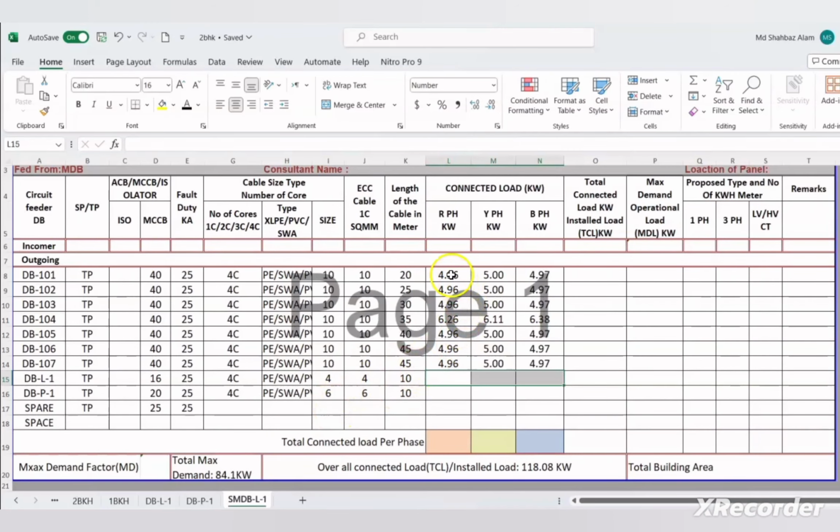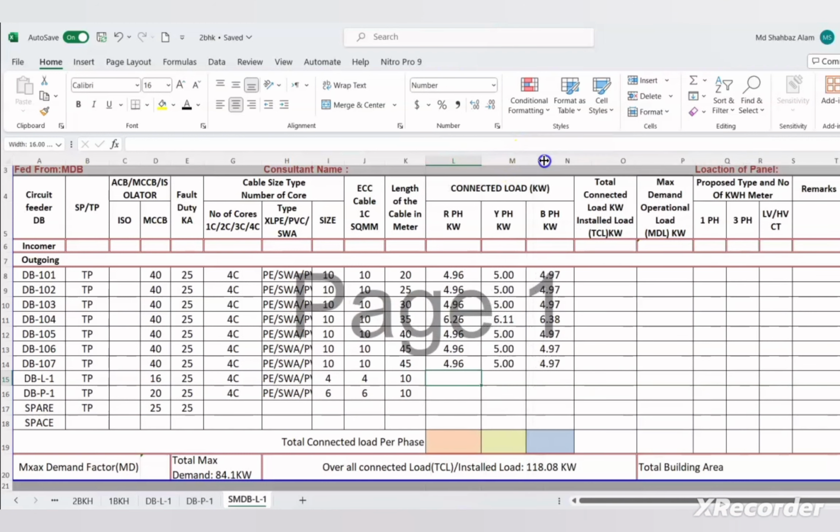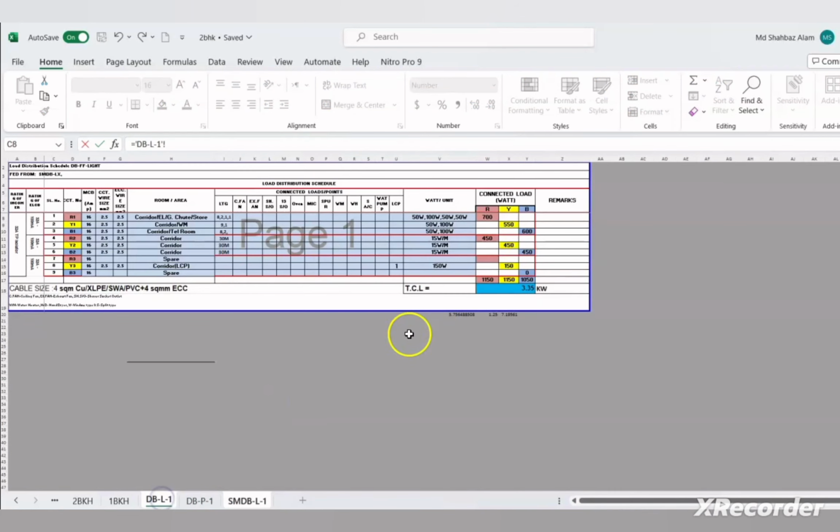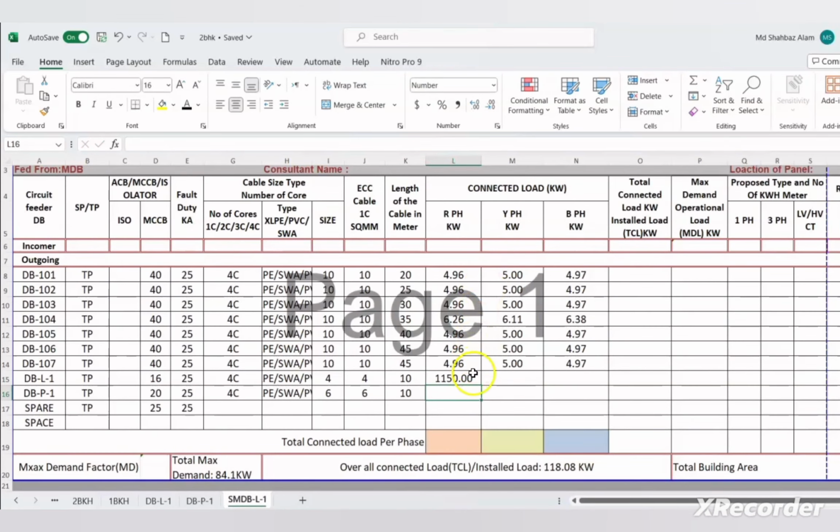Now I have done the same thing for all flats. Okay. Now we will do the thing for DBL1 and DBP1. So what I will do, I will first increase the cell size. Now I will press equal. I will go this time to the DBL1. I will press here. I will press the total load on R phase. I will press enter. I will select it and I will divide it by 1000.